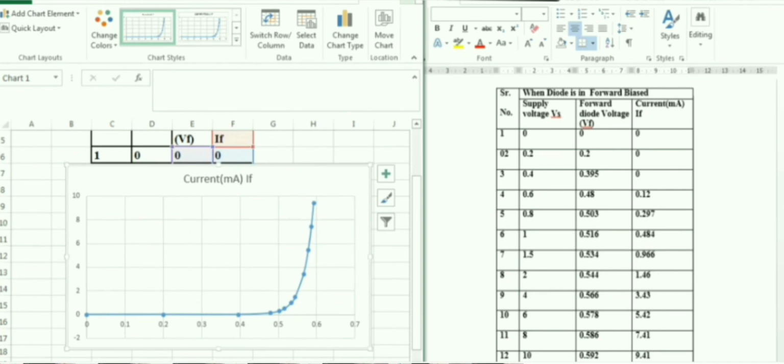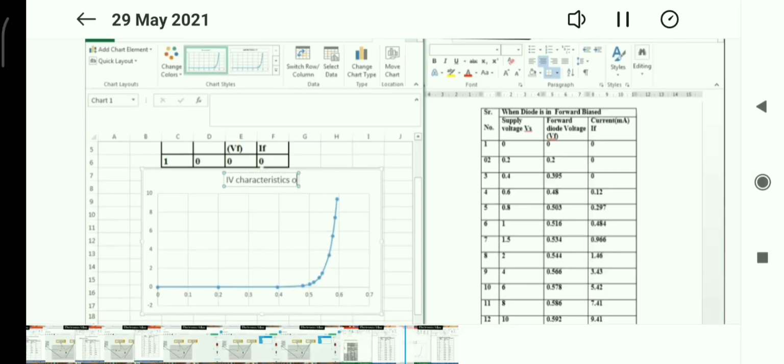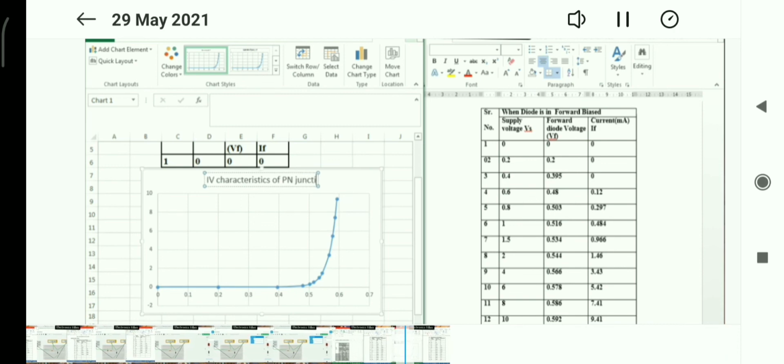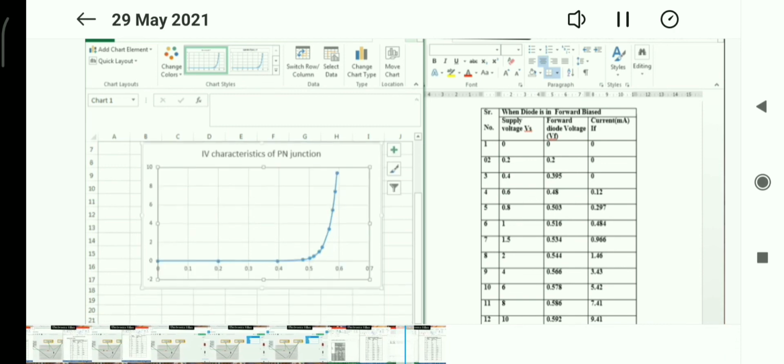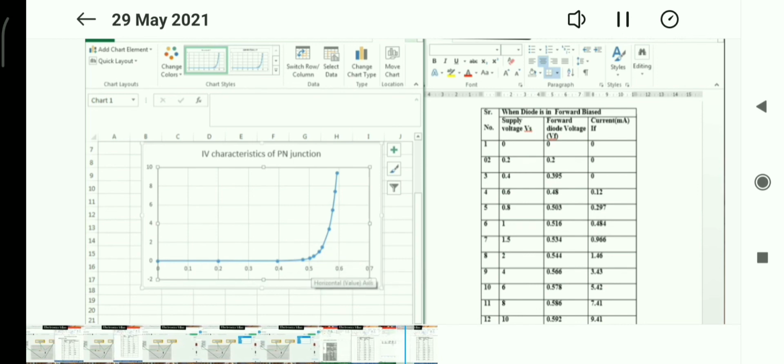This is the actual IV characteristics of the PN junction diode using the simulation. Here we can see that after 0.5 volt the current increases but the voltage remains constant. Give the title as IV characteristics of diode or PN junction. We can complete the simulation for the PN junction diode.